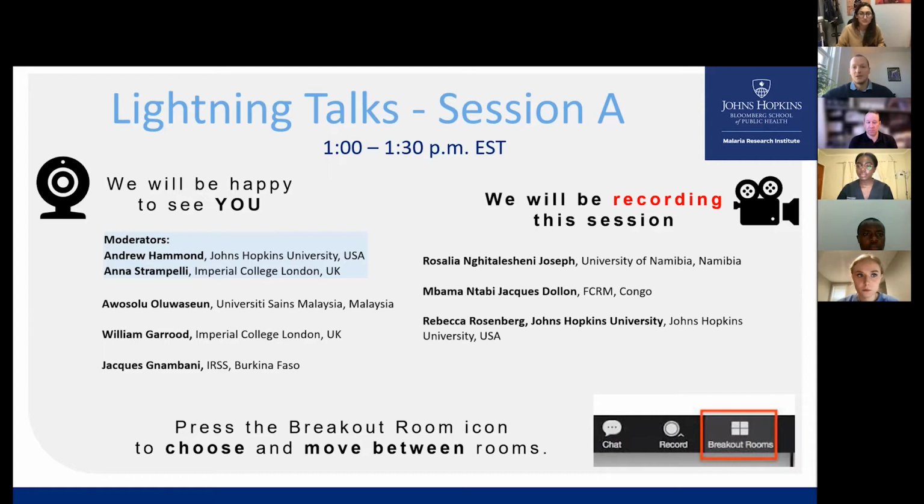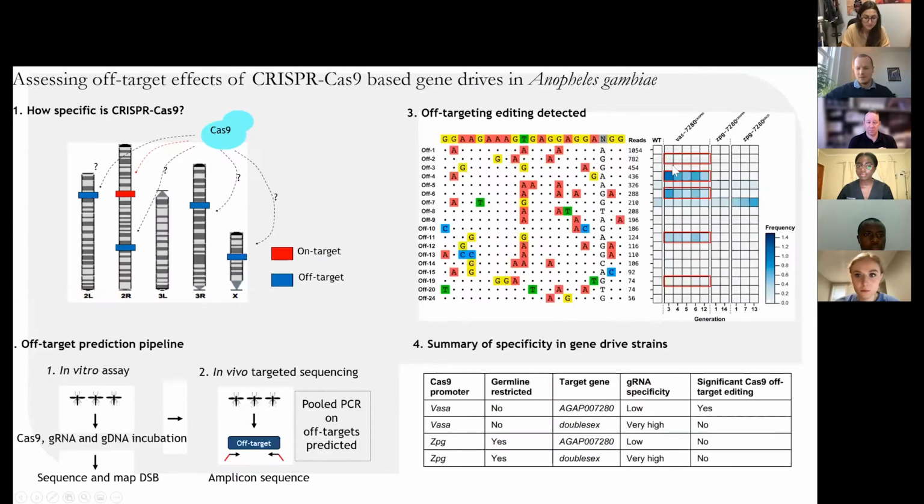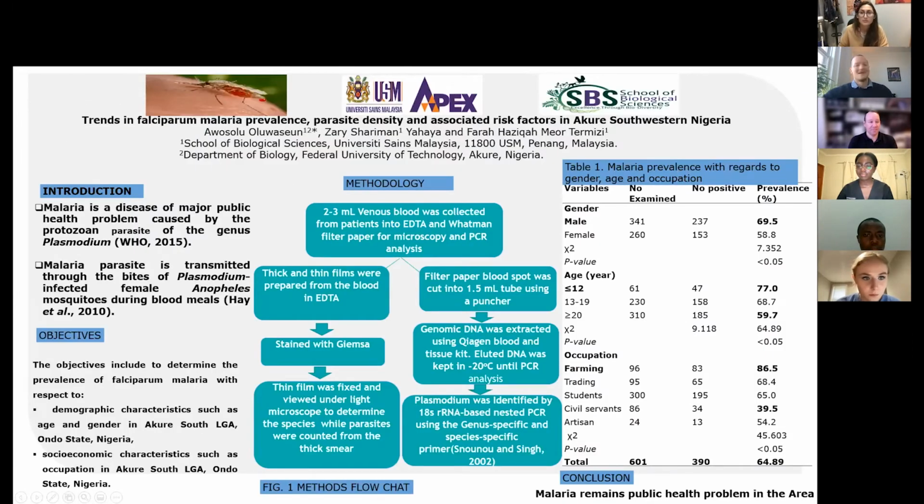So I would like to introduce our first speaker, if I can work out how to use my slides. There we go. Okay, so our first speaker is Awosolu Oluwaseun, and he's going to be speaking to us about trends in falciparum malaria prevalence, parasite density, and associated risk factors in Akure, Southwestern Nigeria, and implication for malaria elimination. Take it away.